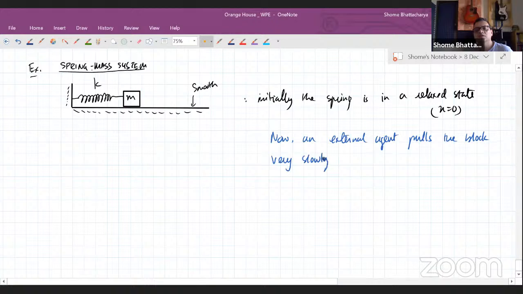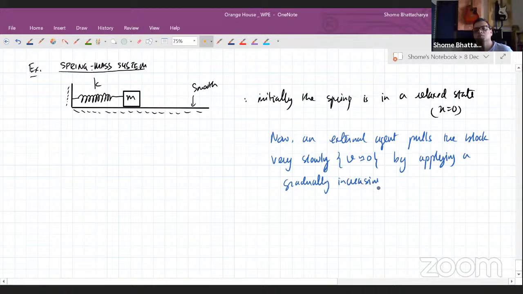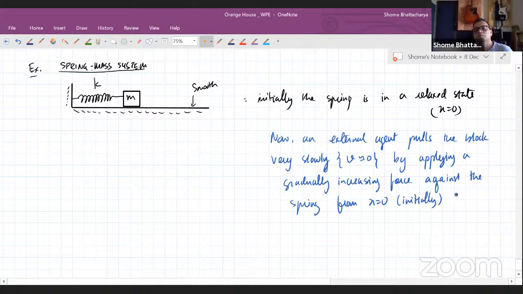That means as he is pulling it, the velocity of the block is tending to 0. Okay. By applying a gradually increasing force against the spring. Okay. From x equal to 0, that is initially, okay, to some x equal to a finally.